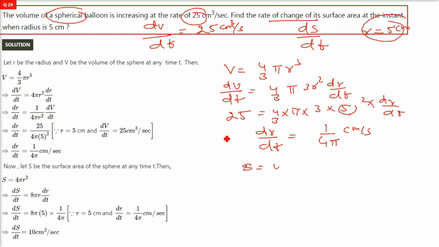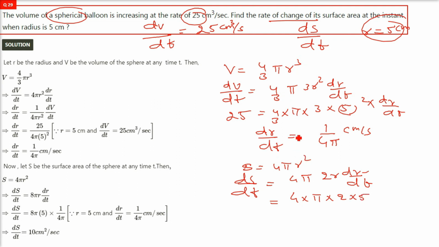Surface area is what? 4 pi r square. dS by dt is equal to 4 pi 2r dr by dt. That is going to be 8 pi r dr by dt. This r is 5. dr by dt we have just computed as 1 by 4 pi centimeter per second. So this dS by dt will come to 10 centimeter square per second.